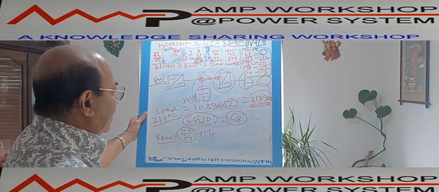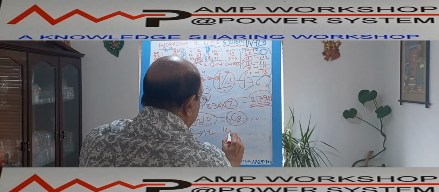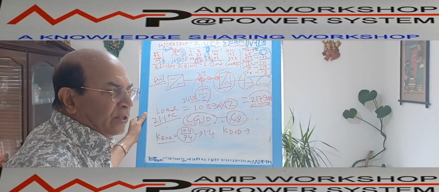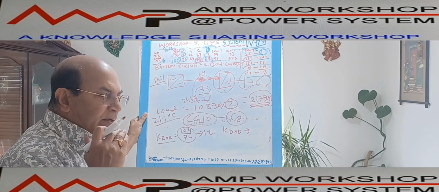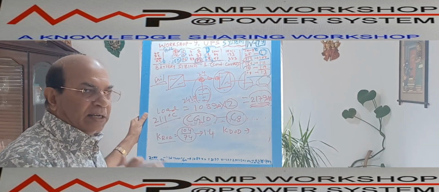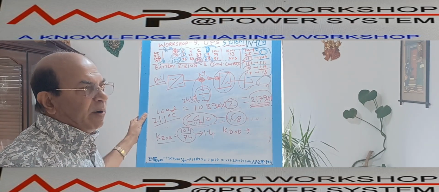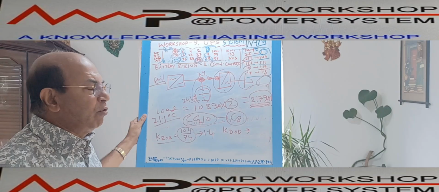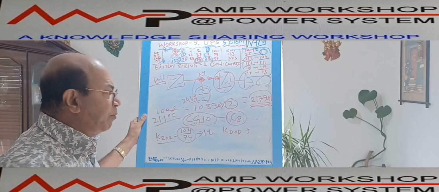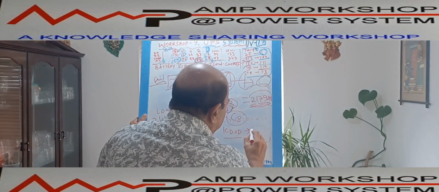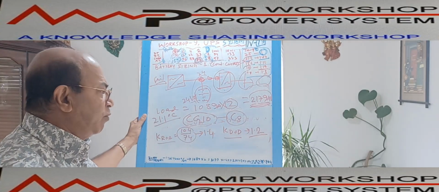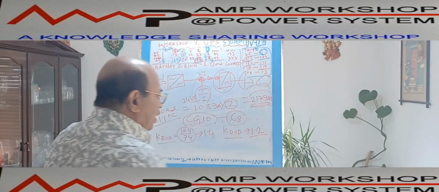Then the second factor is the depth of discharge, KDOD. We have seen that most manufacturers say that if we discharge to the end cell voltage, it can deliver 80% of its capacity. The balance 20% ampere hour it will not deliver. That means I have to keep a 20% margin. So this depth of discharge factor is 1.2, right? So that is the depth of discharge factor.